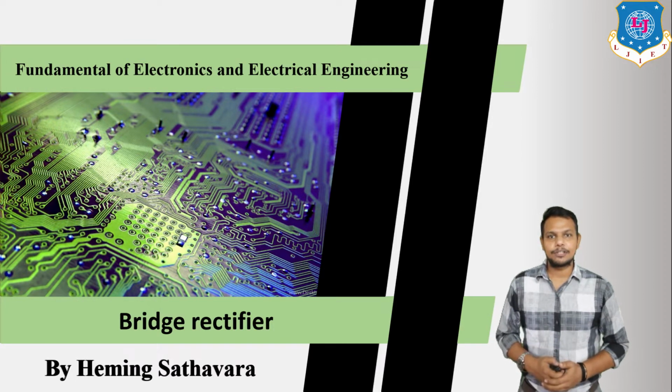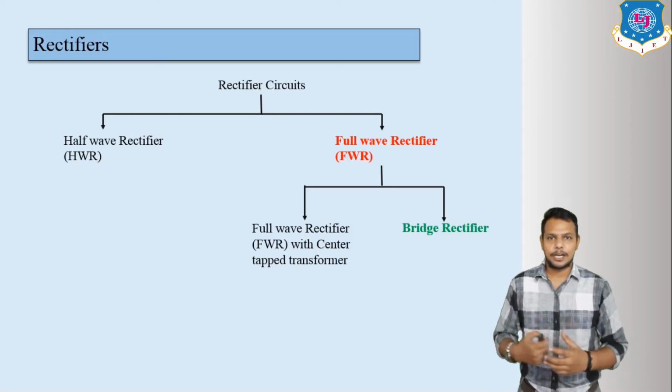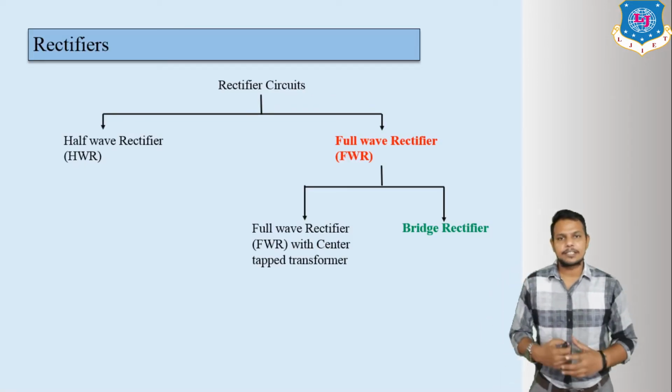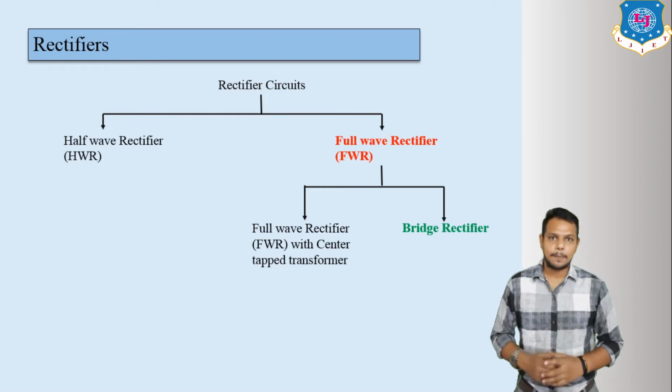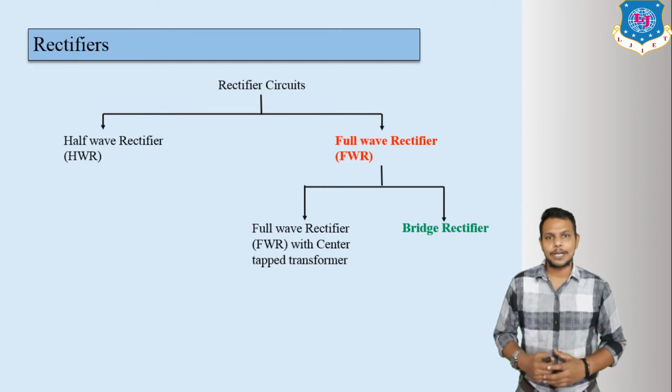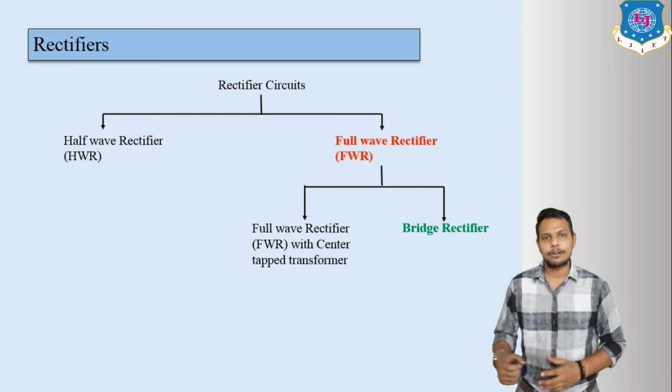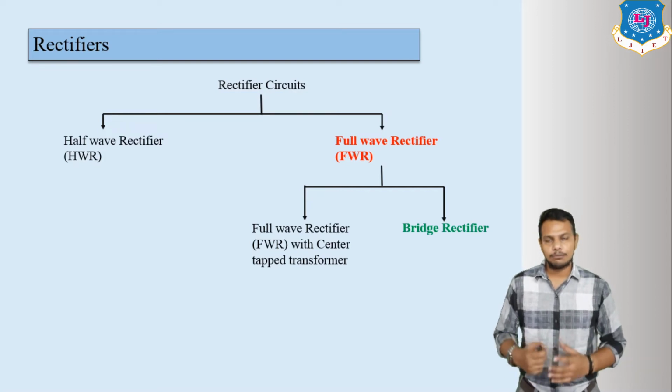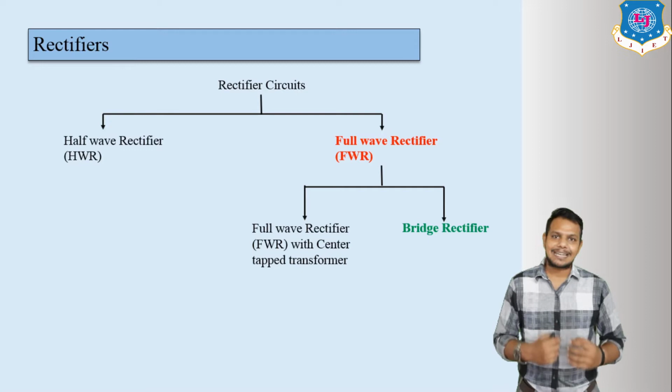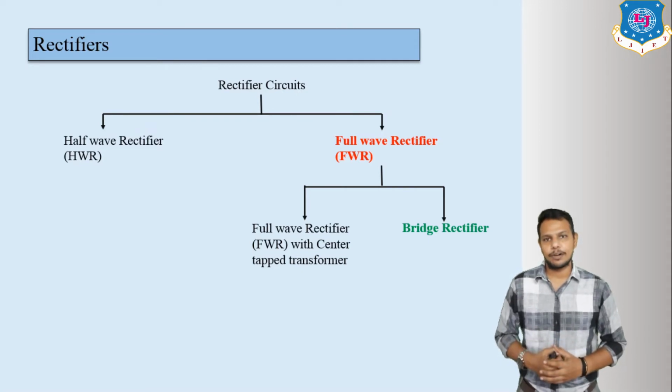So let us start with the bridge wave rectifier, or we can say bridge rectifier, with this chart. Here we can see the classification of rectifiers. Rectifiers are classified into two types. First one is half wave rectifier and second one is full wave rectifier. Full wave rectifier is divided into two types. Number one, full wave rectifier with center tap transformer, and another one is bridge rectifier.